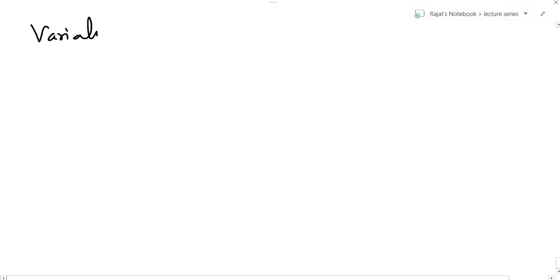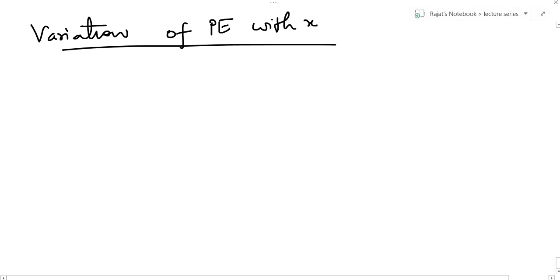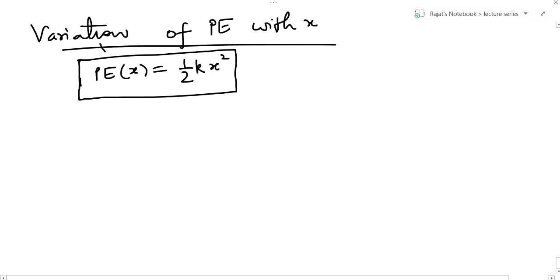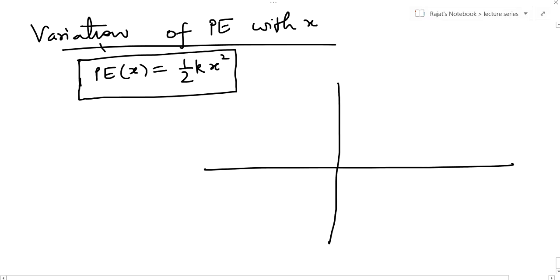Now we have the variation of potential energy with x. So potential energy as a function of x is half k x square, and if you know a little mathematics, this is nothing but the equation of a parabola. This is the equation of the parabola that passes through the origin. Since the coefficient is positive, it will open in the upward direction. This is the parabola.